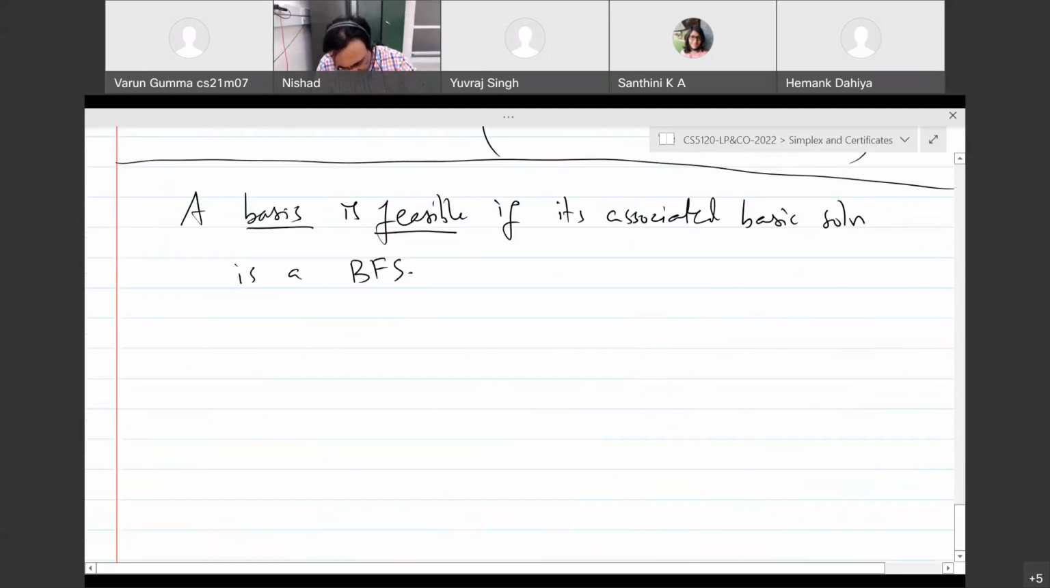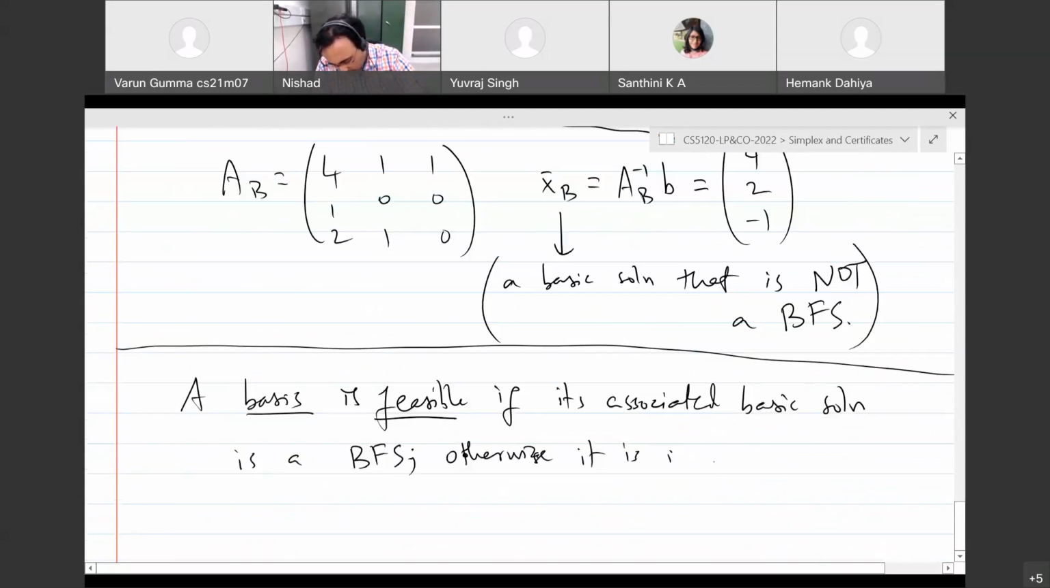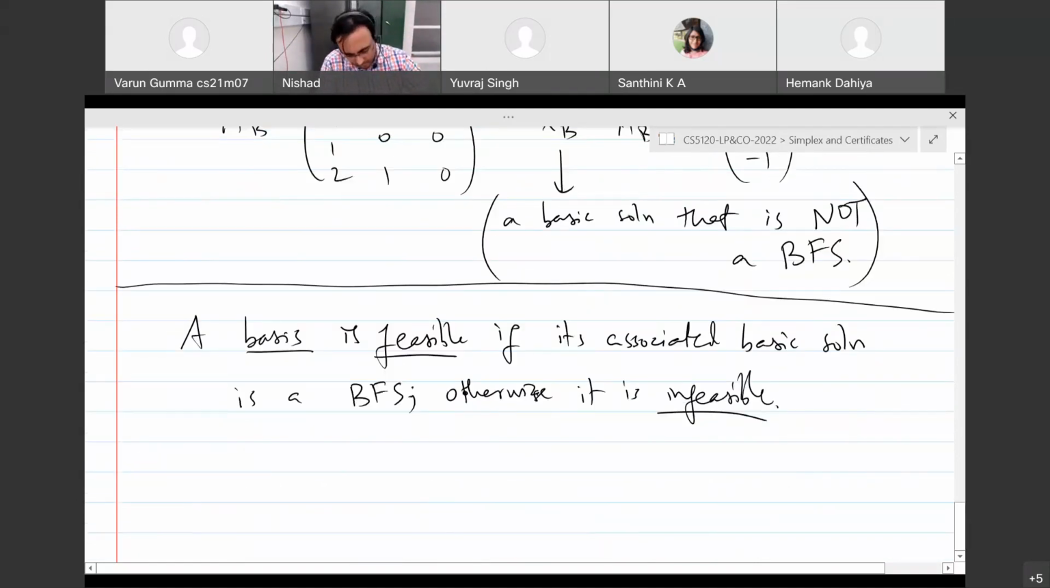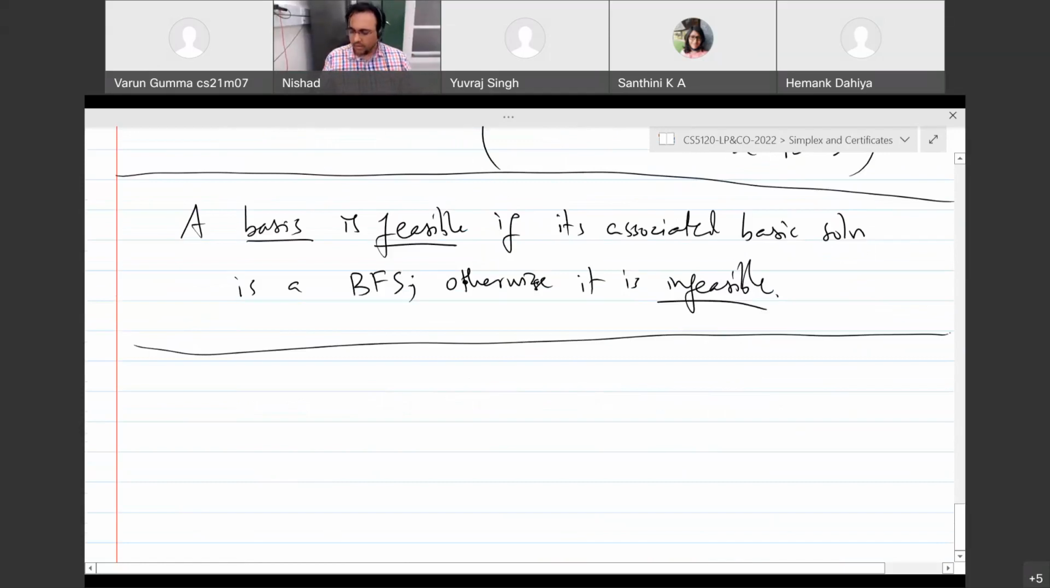If it is not feasible, otherwise we say it is infeasible. Good. All right. So I think those are the main points I wanted to mention.